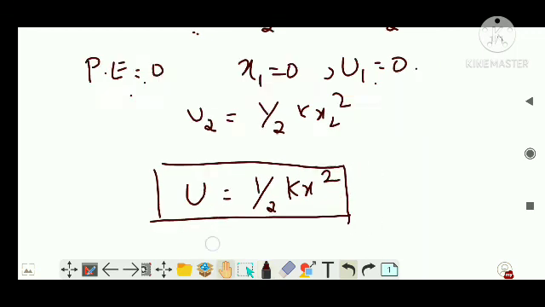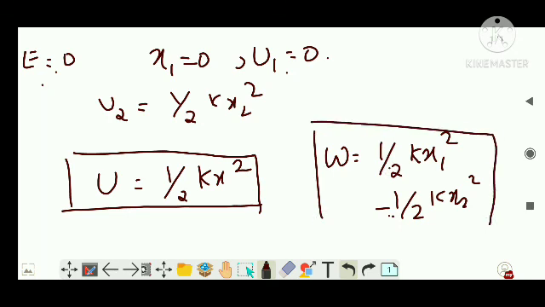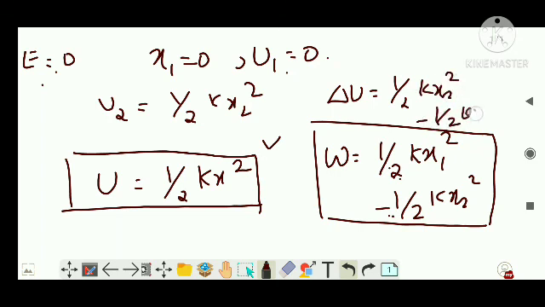Work done, remember, is equal to half k x1 squared minus half k x2 squared. First I wrote this minus and then plus. It's okay if you arrange it this way also, it's not wrong. This is potential energy at a point. Change in potential energy is half k x2 squared minus half k x1 squared. Look into the equation, you will understand what I have done. These are equations you have to memorize, no other way.